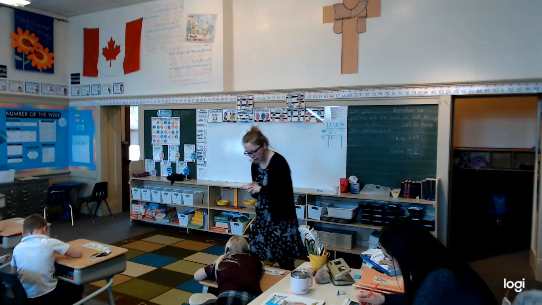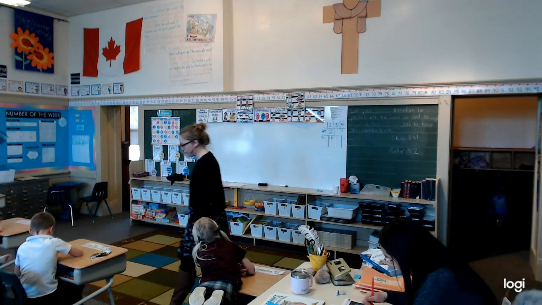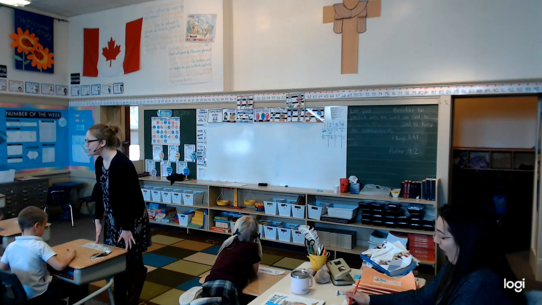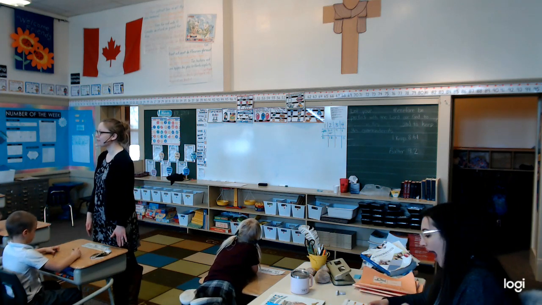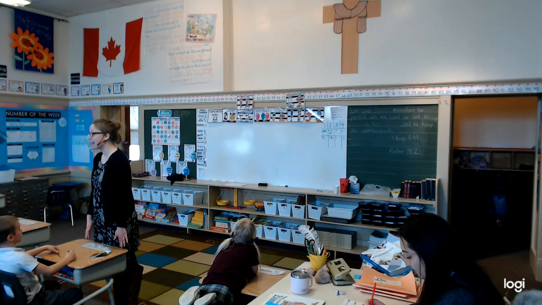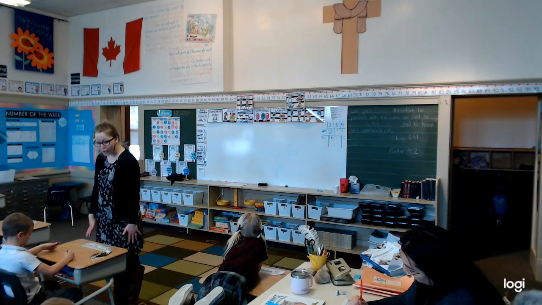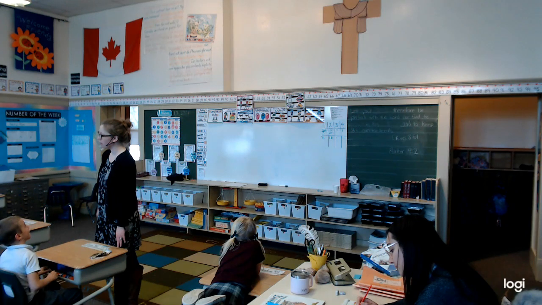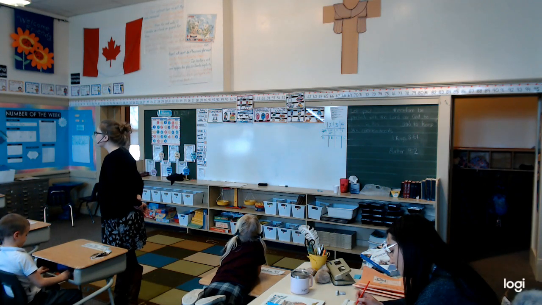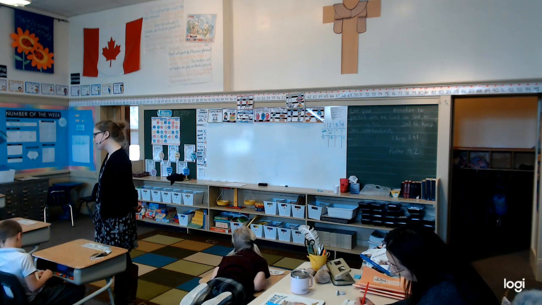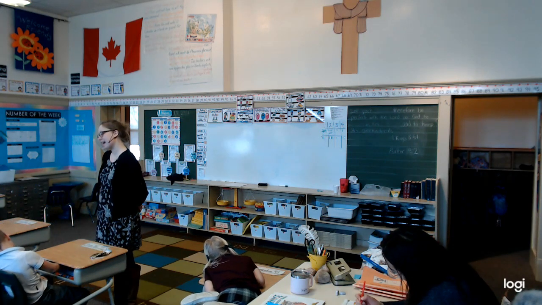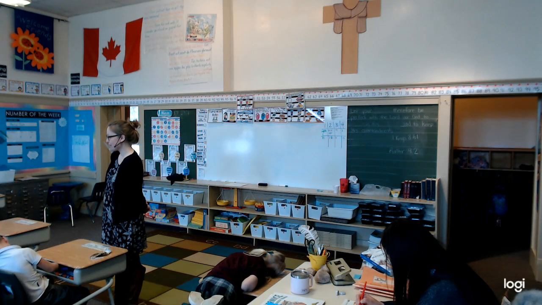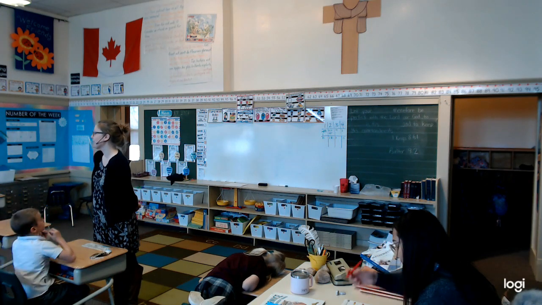Now, this is what we've been learning for the past couple of weeks, I think. What happens if we have something that ends in an F or FE? What do we do then, Levi? We just add VES? What else do we do? We drop the F or FE.